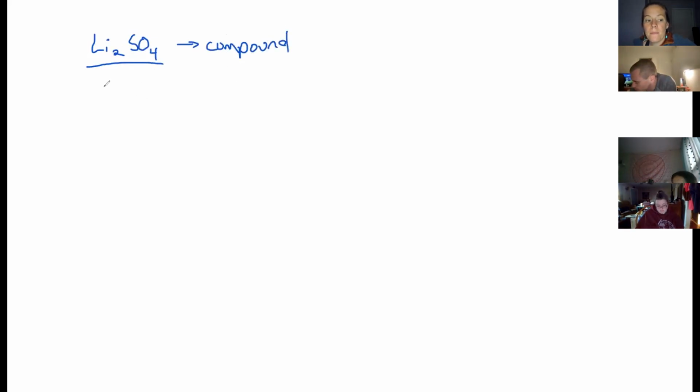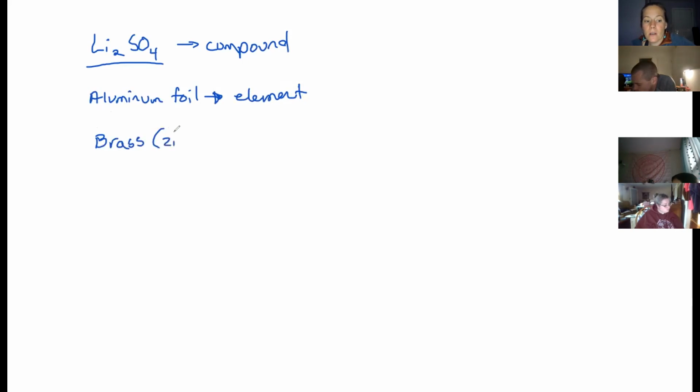What about aluminum foil? We would want to classify that as an element, assuming that it's pure aluminum, and we're going to assume that it's pure aluminum. That would be an element. Brass. Brass is a combination of zinc and copper. This would be a homogeneous mixture.